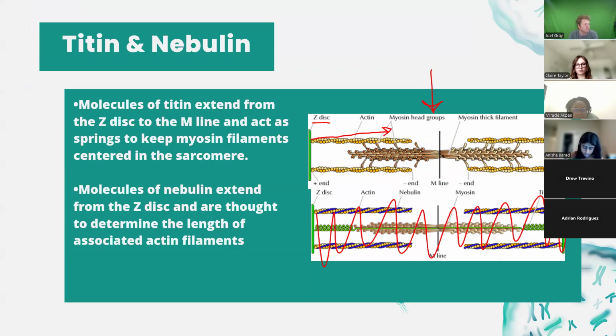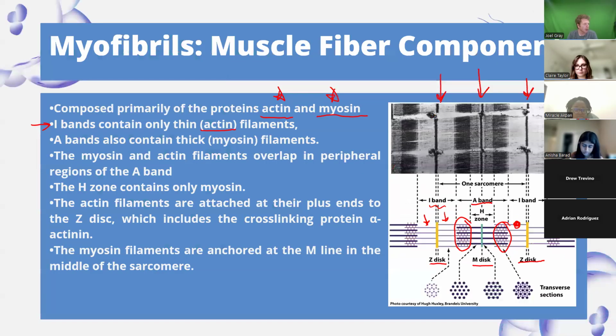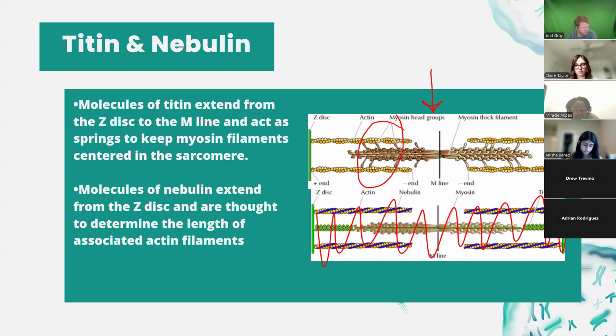And we've got two of them. We've got two of them from each Z disc. So within that overlapping region, which we know as the part of the A band, what we have is myosin and actin proteins interacting with one another.